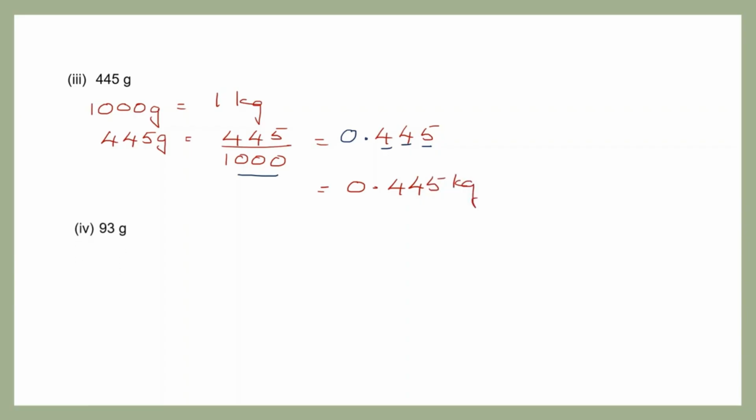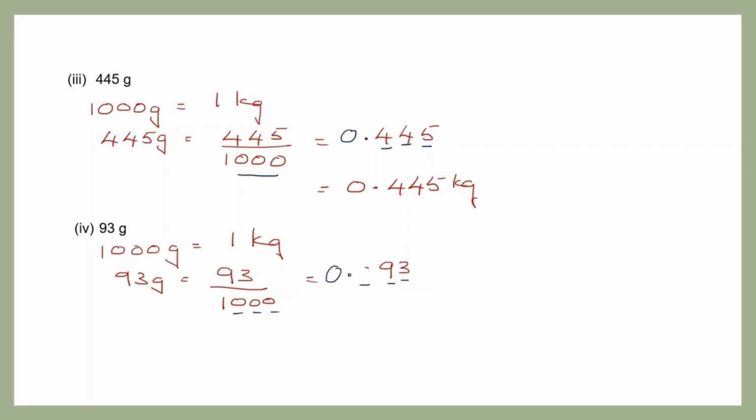Question 4. 93 grams converted to kilograms. So again, we start with grams. 1000 grams equals 1 kilogram. Therefore, 93 grams will be 93 divided by 1000. Now let's write 93 as a whole number. Look at the denominator. There are 3 zeros. So my point moves 3 places to the left. 1, 2, 3. Fill in this gap with a 0. So our final answer is 0.093 kg.